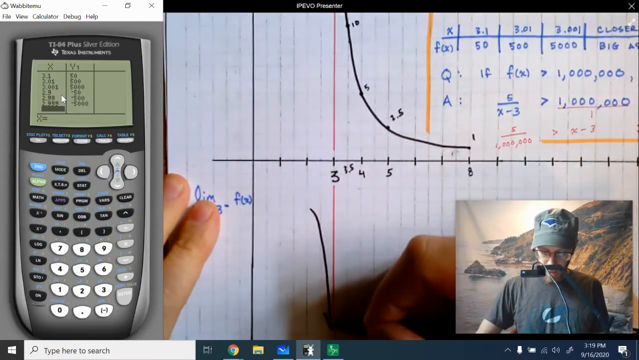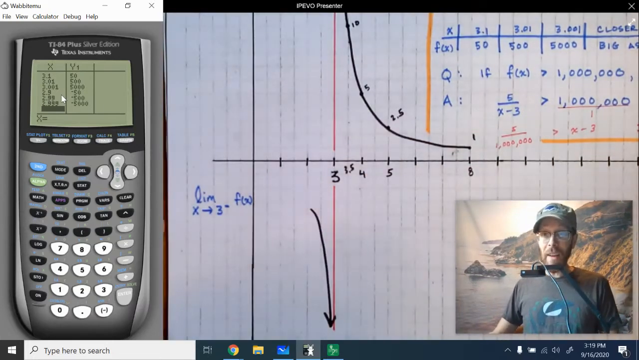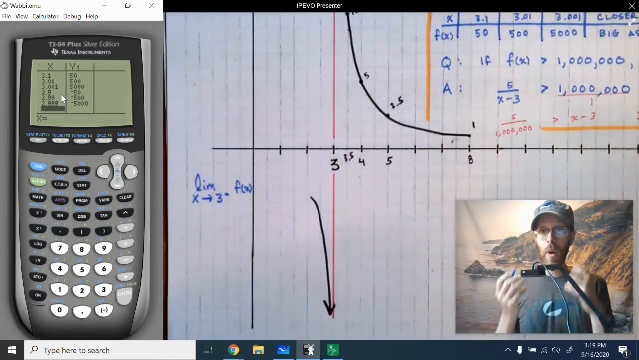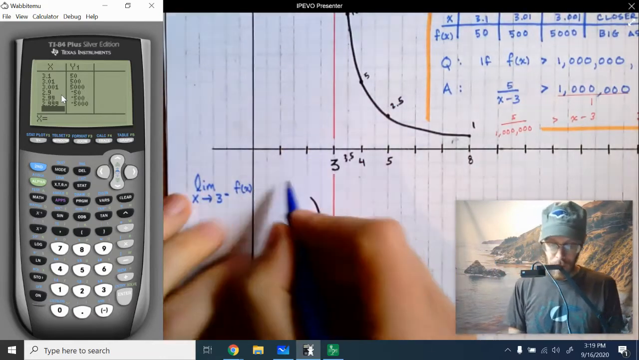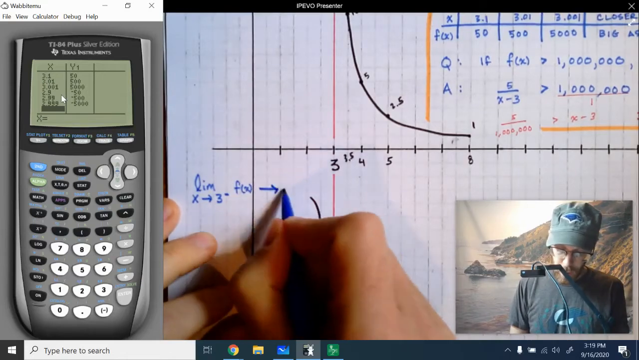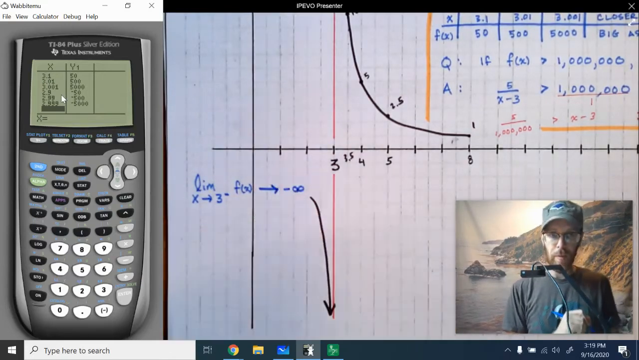So the curve is going to look something like that. And if you can make the y value really big and negative just by moving your x value, that means you are approaching negative infinity.